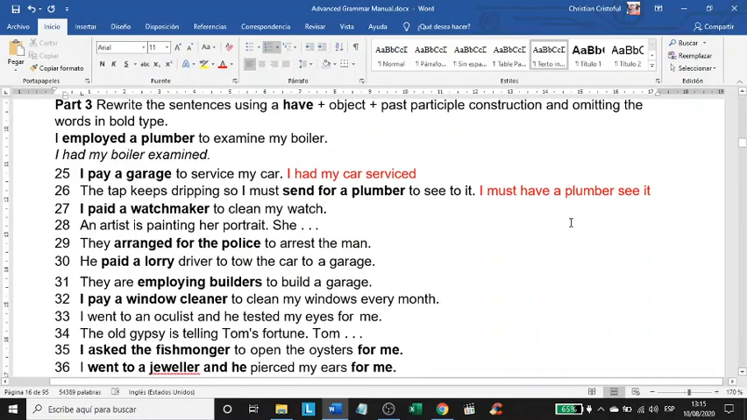Part 3, rewrite the sentences using a have plus object plus past participle construction and omitting the words in bold type. So, I employed a plumber to examine my boiler. Instead of the bold ones, employed a plumber, I need to use the construction. I had my boiler examined. I pay a garage to service my car. I had my car serviced.